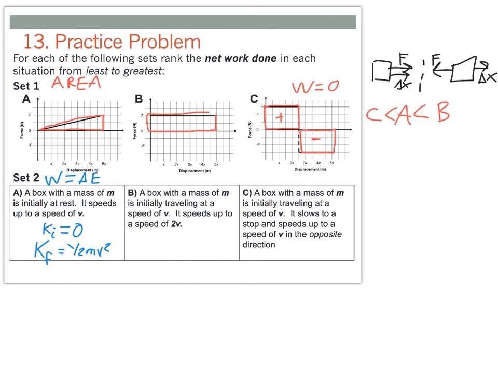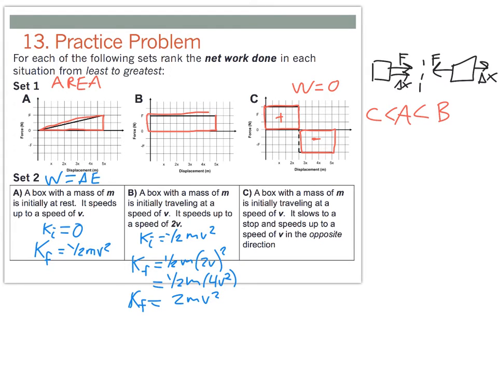For the second situation, we start out already in motion at a speed of v, so our kinetic energy is 1/2 mv squared, and we speed up to a speed of 2v, so now it's 1/2 m times 2v squared, which ends up being 1/2 m times 4v squared. You have to square both the 2 and the v, and so our overall kinetic energy now is 2 mv squared.